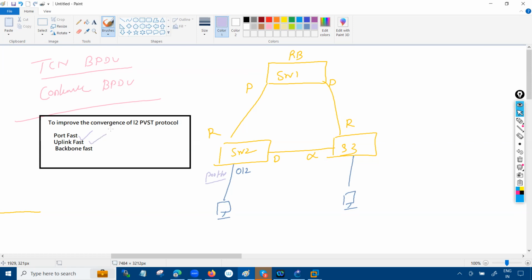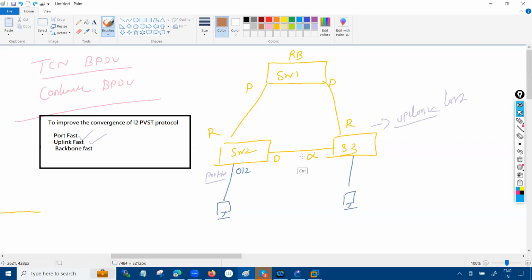Again, you need to do the extra configuration over here. We need to implement the uplink fast feature. Then, for example, what happens if this link goes down? The blocking port will take 50 seconds to put this port into the forwarding state. It means that if something happens in the indirect link failure, we need to take 50 seconds to put this port into the forwarding state.